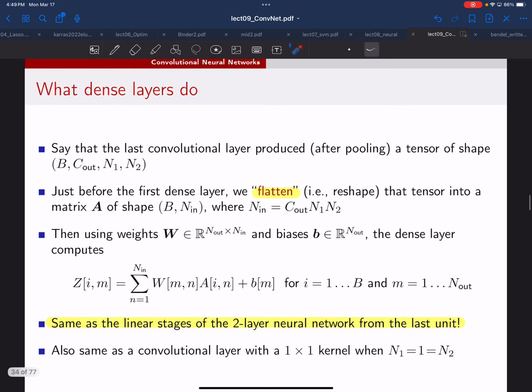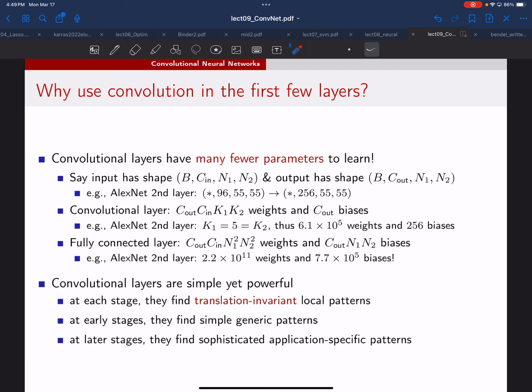Okay, so any questions on the dense layers? Great. So why are we doing convolution then? Okay, hopefully this is convincing. Basically, convolution dramatically decreases the number of parameters that we need to learn.